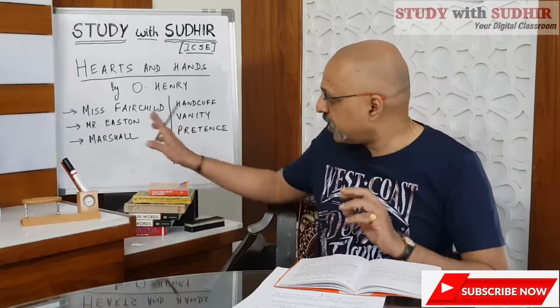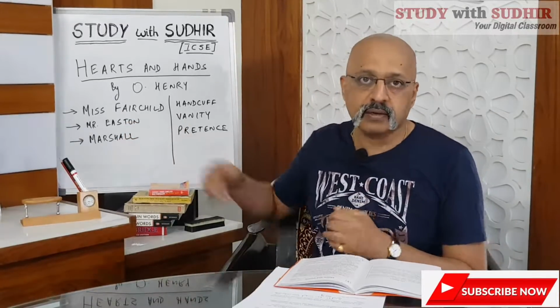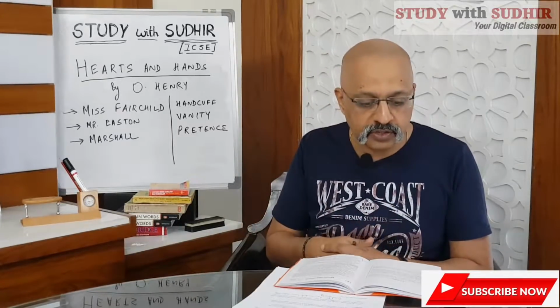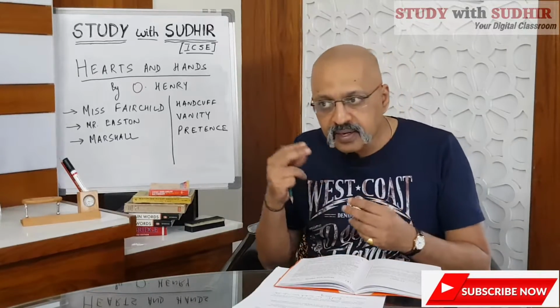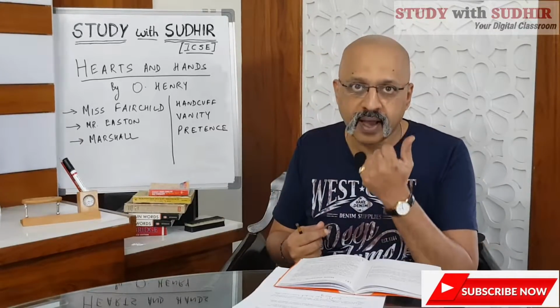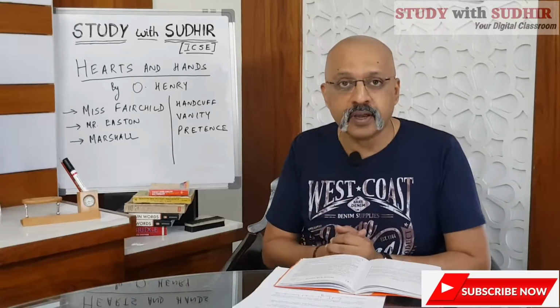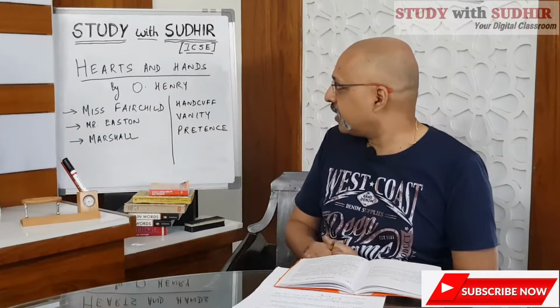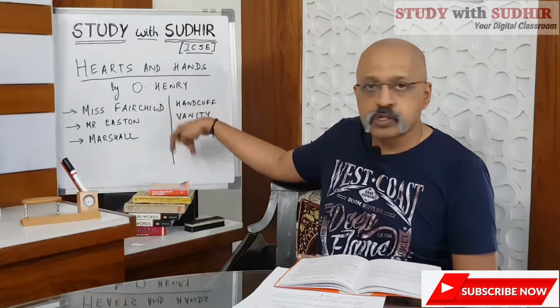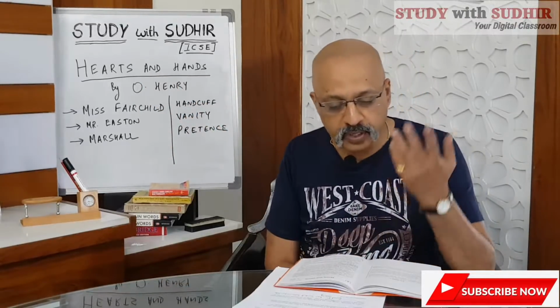One is Miss Fairchild and the other is Mr. Easton. It has the exchange between the 2 on the train in the compartment, and the interesting part really comes right at the end, the twist at the end, and that's what makes the story that much very fascinating. So we would be looking at all the 3 characters as part of this story and also the themes in this particular story. So let's get started.